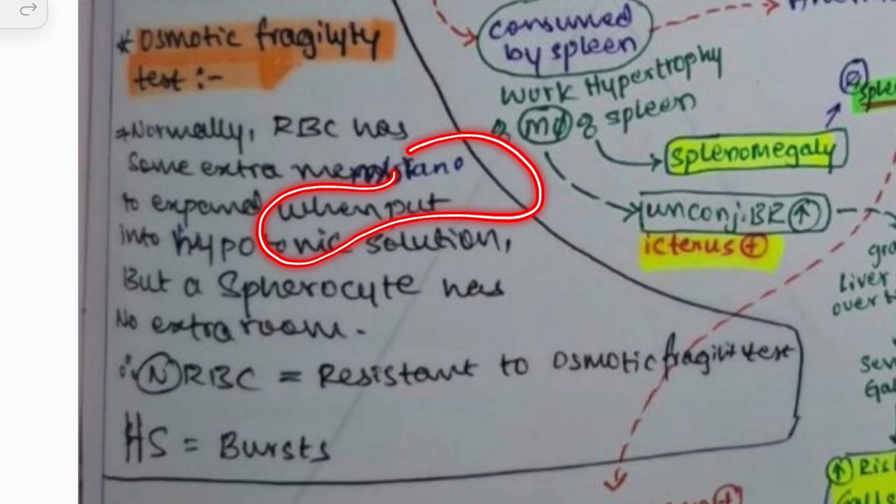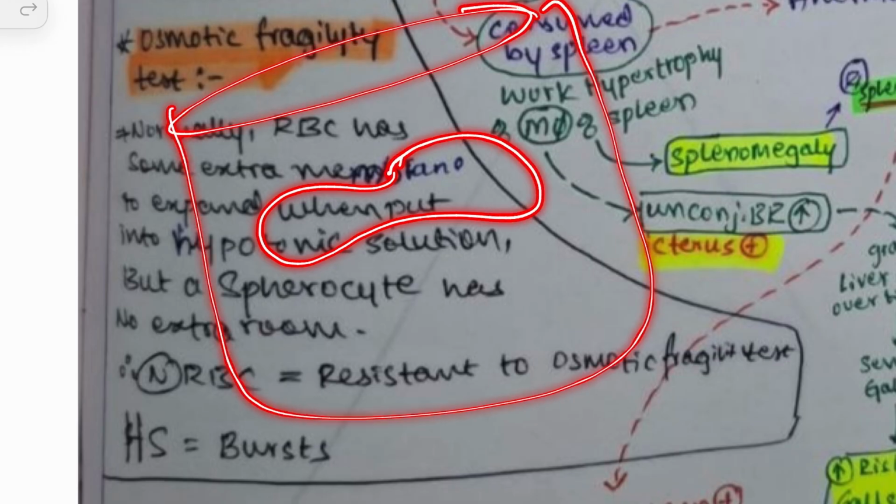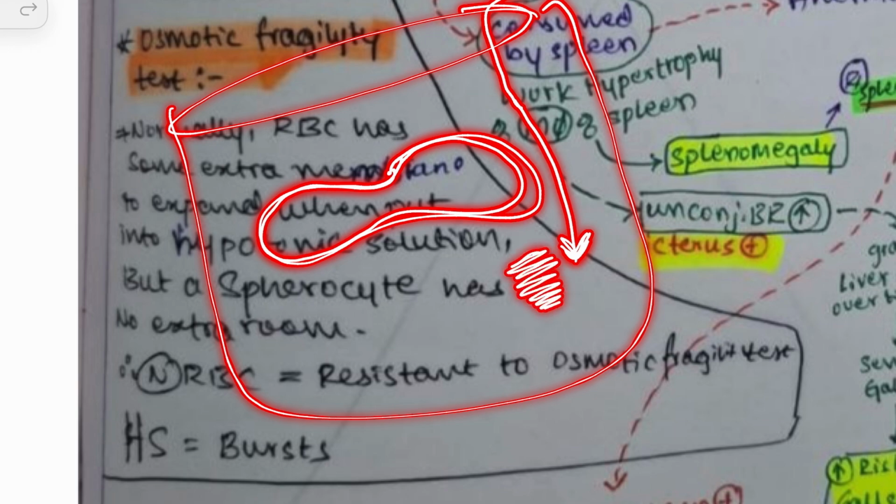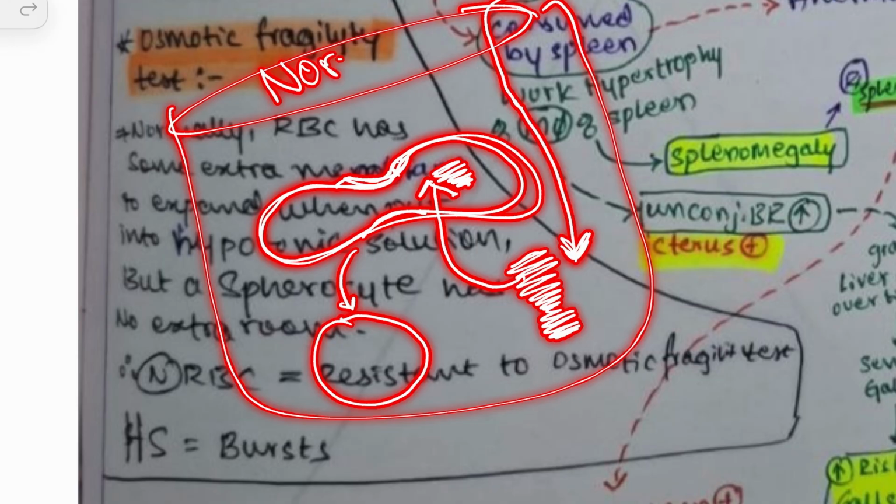When you put this RBC in a beaker, this extra membrane is there, right? When you put a hypotonic solution, hypotonic means there is less salt, like water. So when you put water into it, because there is a lower concentration here and a higher concentration here, water moves from lower concentration to higher concentration, inside the RBC. Since the RBCs have this extra membrane, they will start expanding and they can swell up. This is in the normal case.